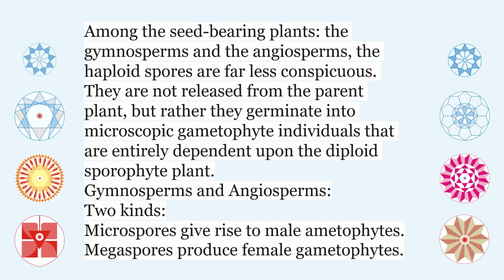Now among the seed-bearing plants, the gymnosperms and angiosperms, the haploid spores are far less conspicuous. They are not released from the parent, but rather they germinate into microscopic gametophyte individuals that are entirely dependent upon the diploid sporophyte plant. Gymnosperms, angiosperms, two kinds. Microspores give rise to male and megaspores produce female gametes. This is where the male and female are formed from spores itself.